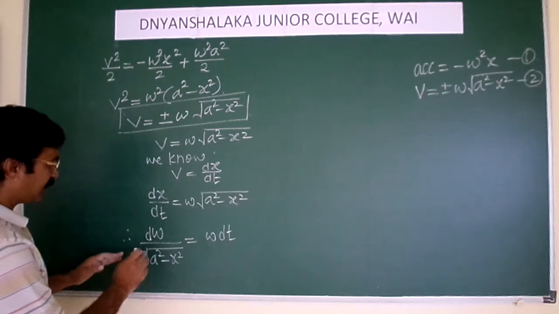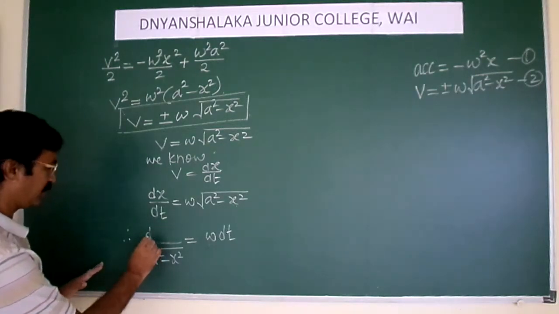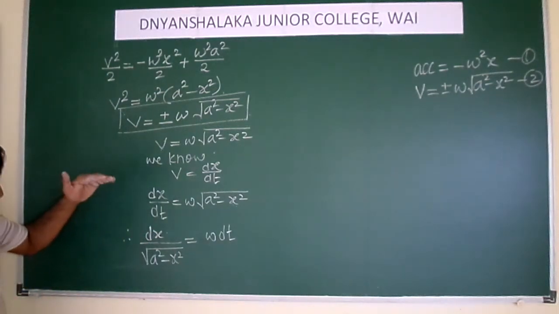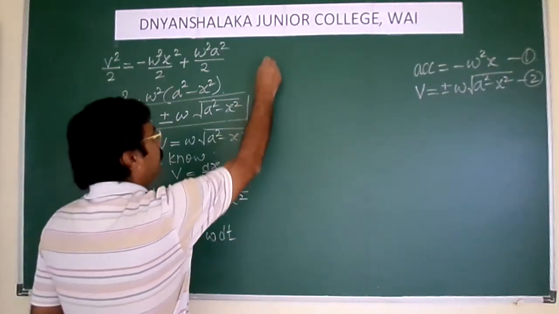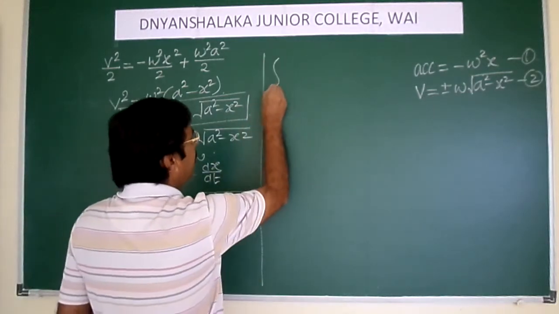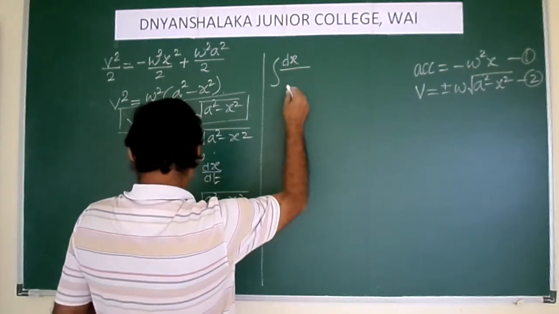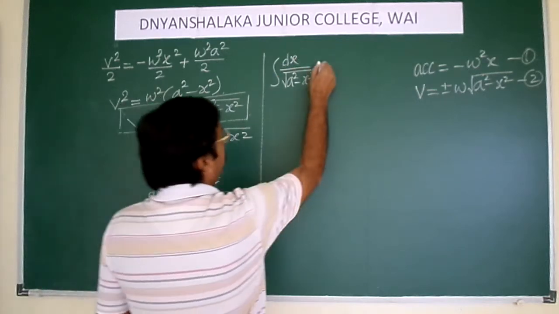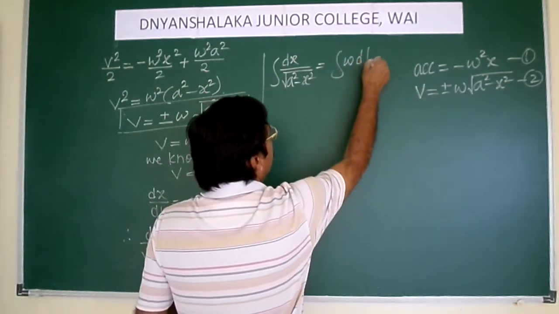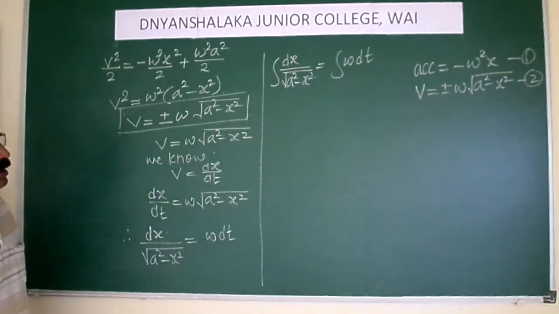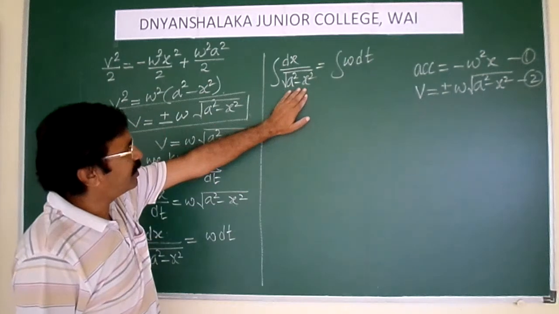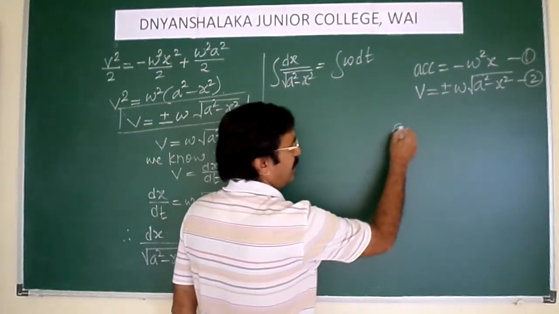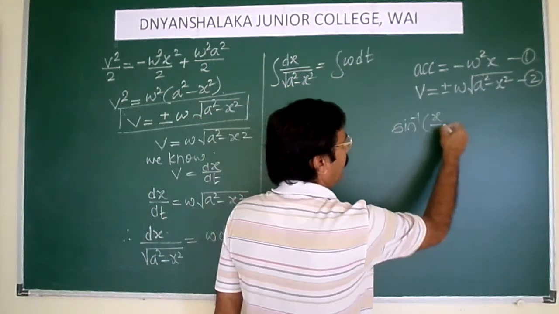Now if you integrate this particular relationship, integration dx upon under root a square minus x square will be equal to integration omega dt. In this case, this integral value is nothing but sine inverse of x upon a.